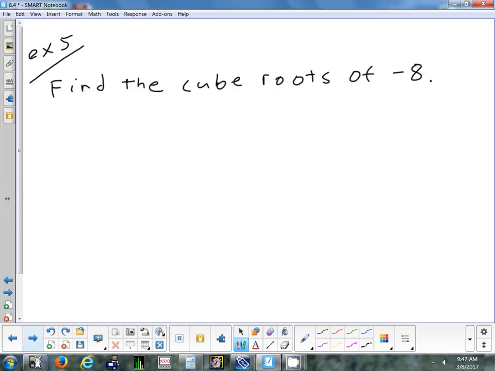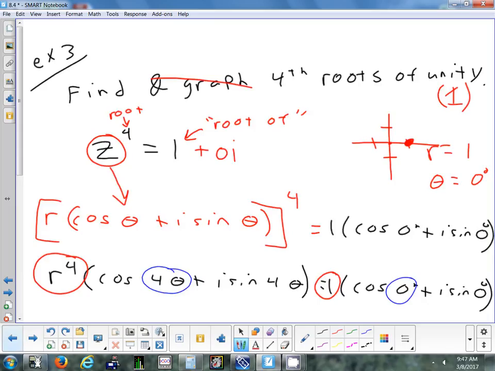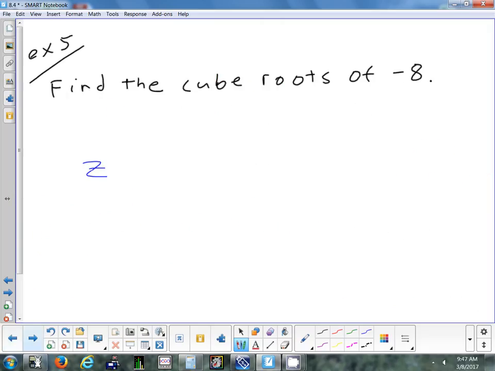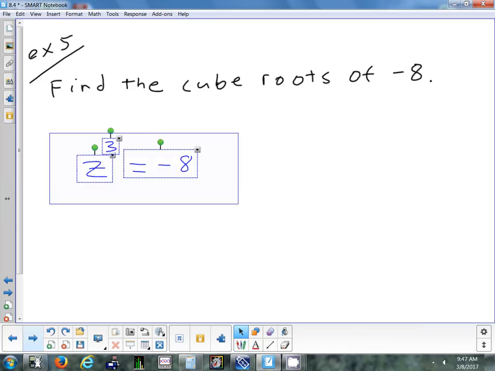Let's try this one. Let's find the cube roots of -8. So set up this equation first. Z to the root equals what you're taking the root of. Z to the third equals, what am I taking the root of? -8.